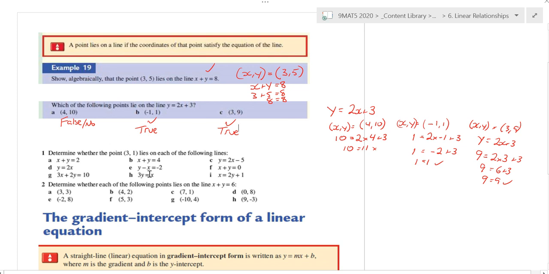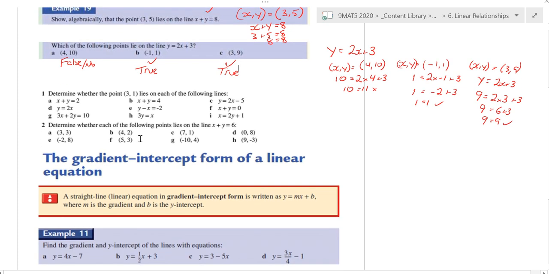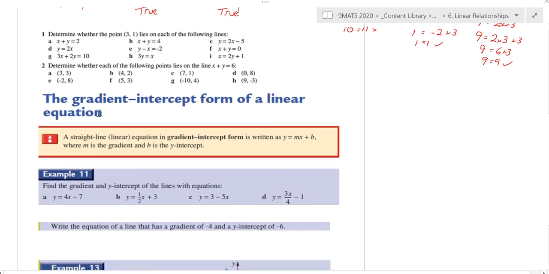So for these questions, if that's what I'm going to assign you, you will substitute those points into each of the x and y values and see whether the equation is true. If the equation is true, the points lie on the line. If the equation is not true, then the points don't lie on the line.